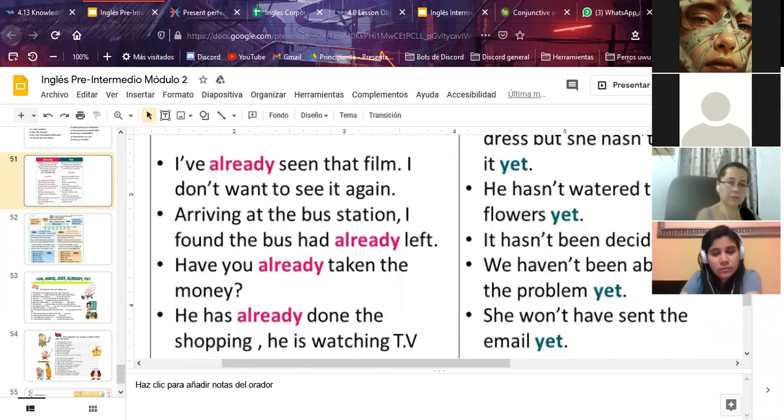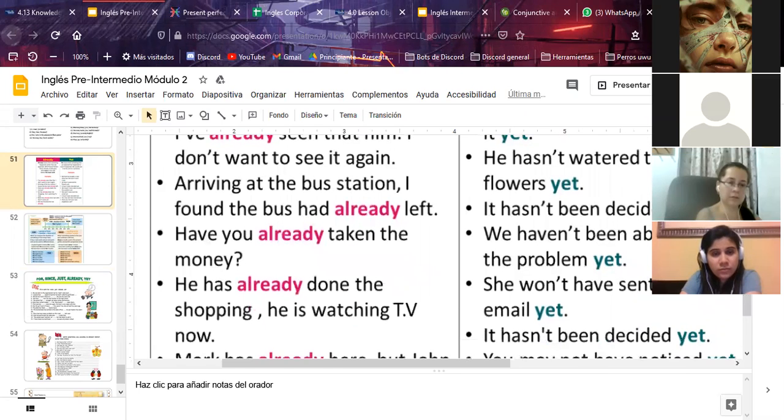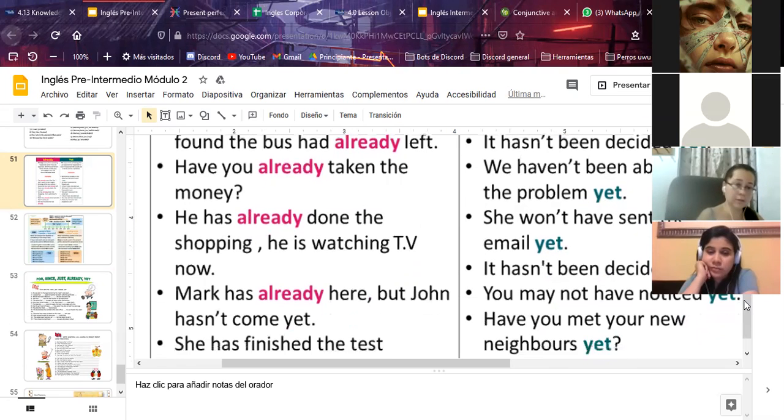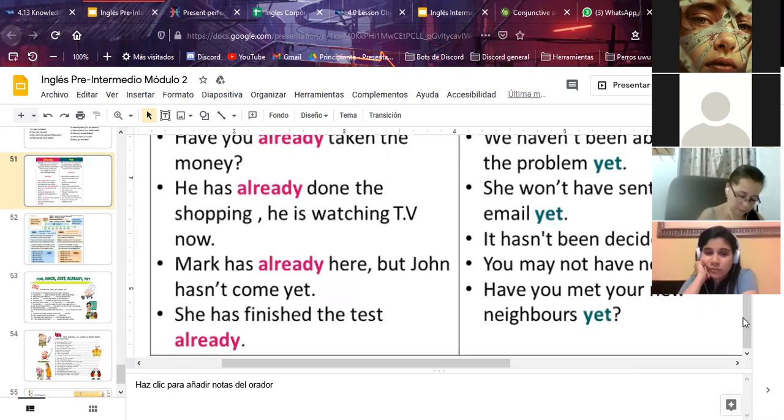He has already done the shopping. He is watching TV. Mark has already been here, has come here. But John hasn't come yet. And then we have, she has finished the test already. As you can see already, it can be at the end of the sentence. The most common is that it's going to be after the auxiliary.